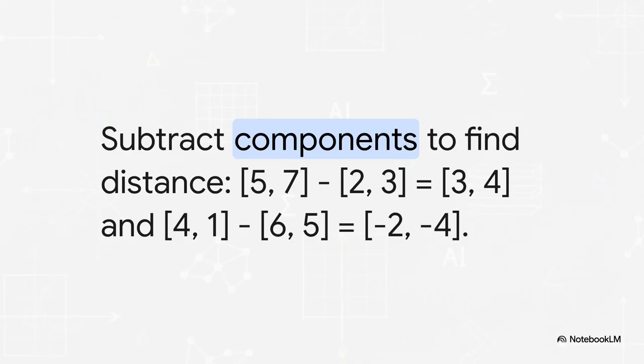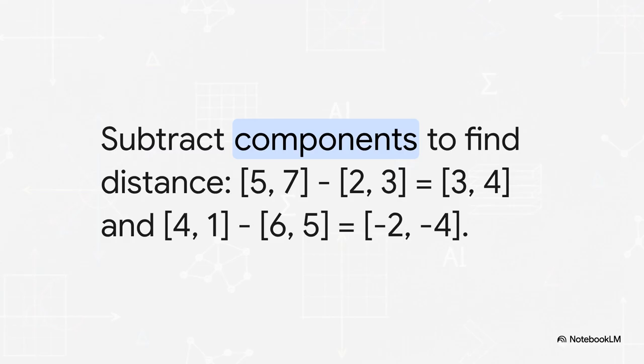Let's take a look at the arithmetic here. For our first set, we have 5, 7, minus 2, 3. Doing the math, 5 minus 2 equals 3, and 7 minus 3 equals 4. So, our resulting displacement is 3, 4. Now, our second example shows exactly what happens when we subtract larger values. We start with 4, 1, and we're subtracting 6, 5. So 4 minus 6 is negative 2, 1 minus 5 is negative 4. This yields a negative directional path of negative 2, negative 4.